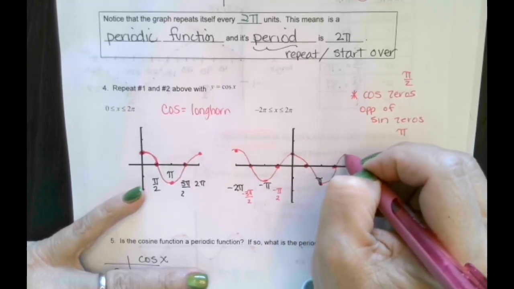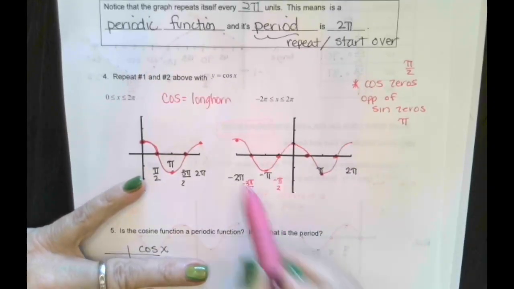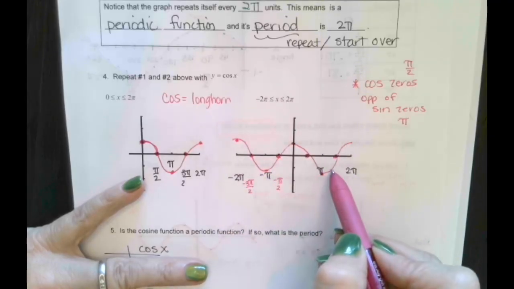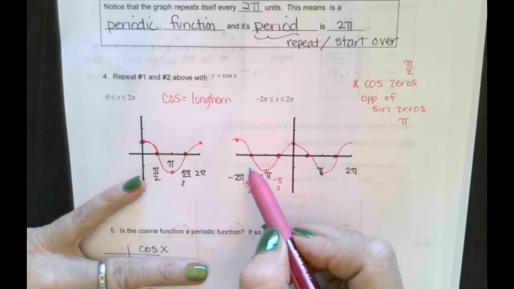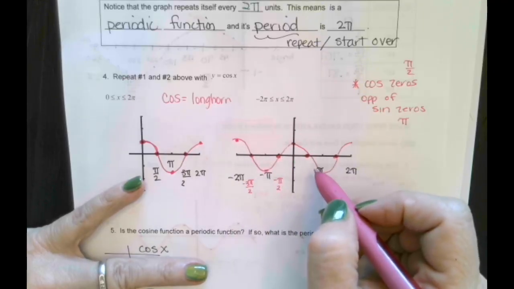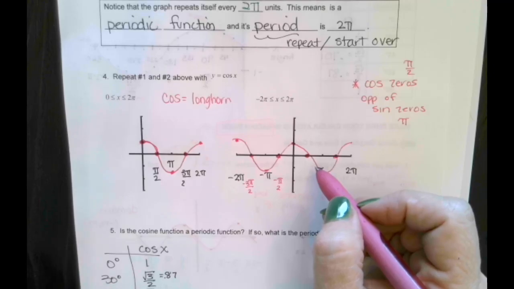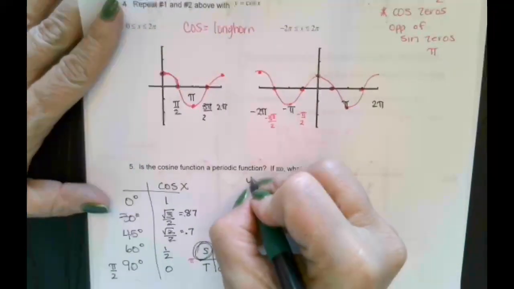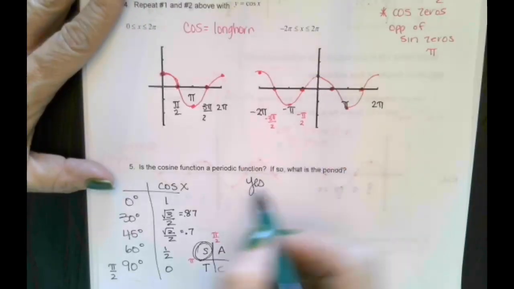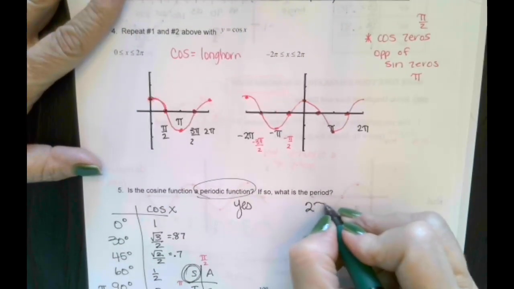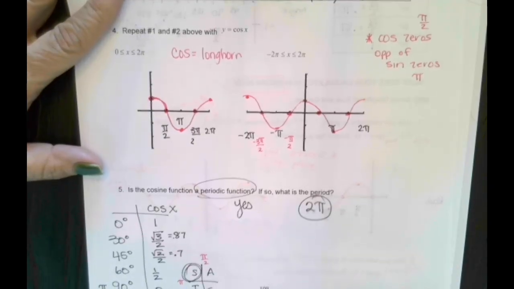And now I do this one, and I come back up. So again, it's that same kind of graph where it's going to go up and down, and it's going to repeat in this same manner, but our starting points are different. Okay, so is the cosine a periodic function? Yes, it's a periodic function. It repeats. Remember, that's what we're saying. And how often does it repeat? It also repeats every 2 pi.